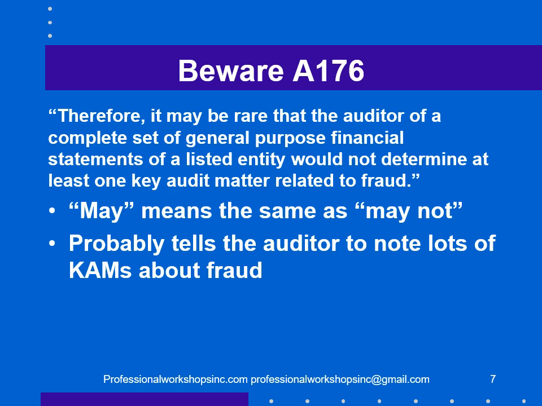I don't know what that means, but I think what that probably tells you, if you are the auditor of a listed entity, you'd better make sure that you identify at least one, and 2 or 3 or 4 would be better, and disclose those as key audit matters. You know, there may be fraud here, and there may be fraud there, and that gets the auditor off the hook.